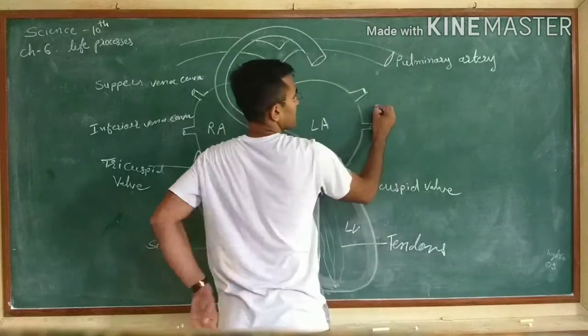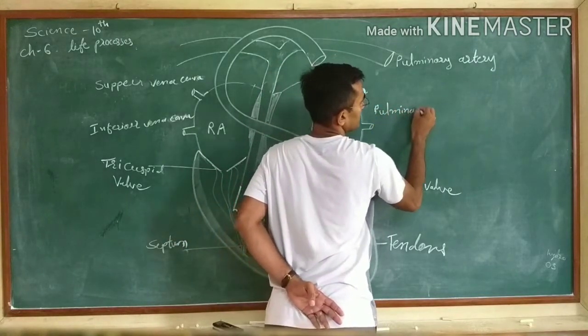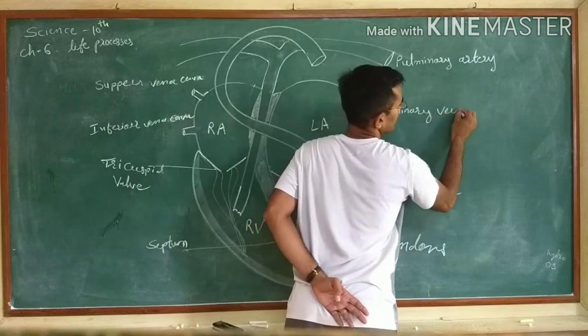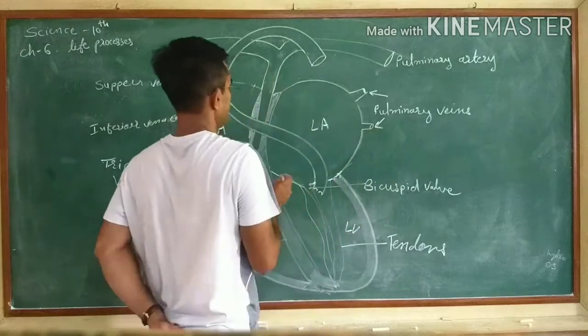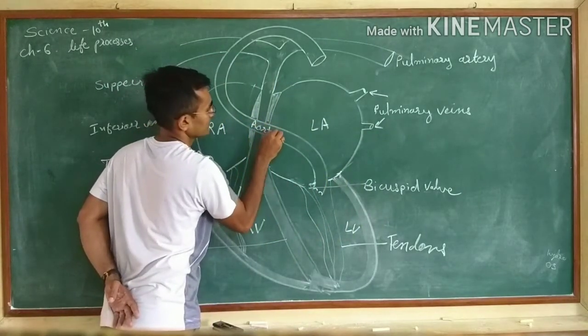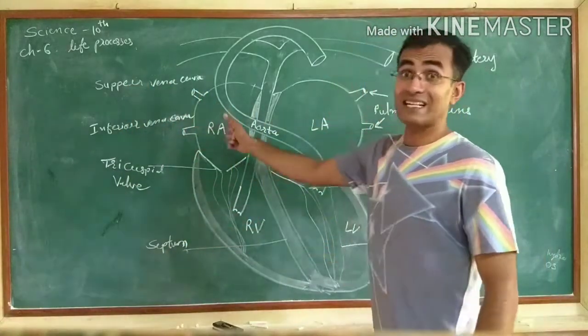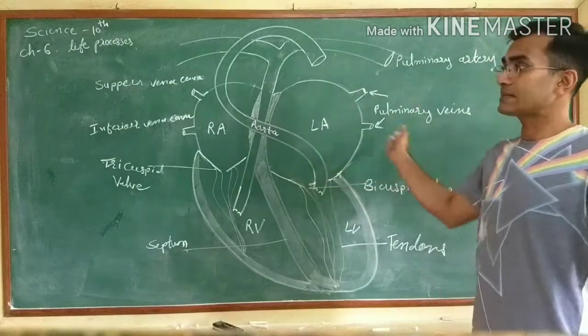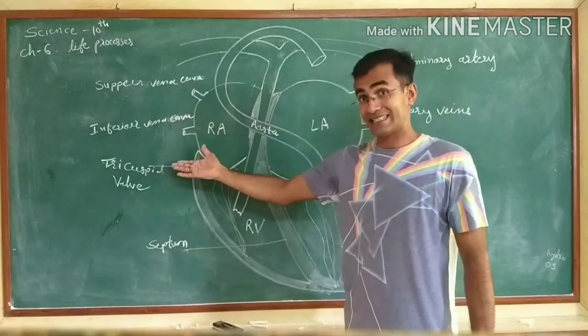And this one over here is called pulmonary veins. This is aorta. As I said, you can start the function of the heart from either side, from the right side or from the left side. We start with the right side.